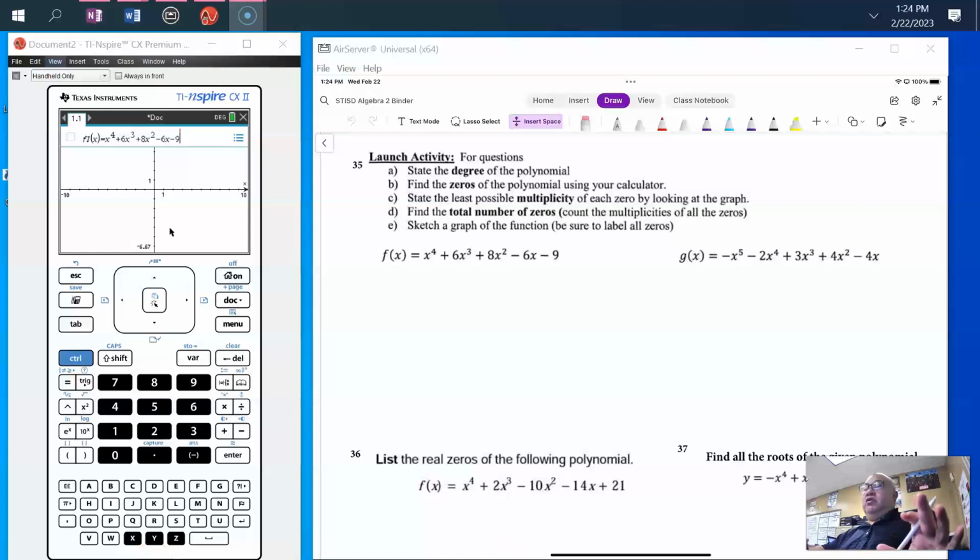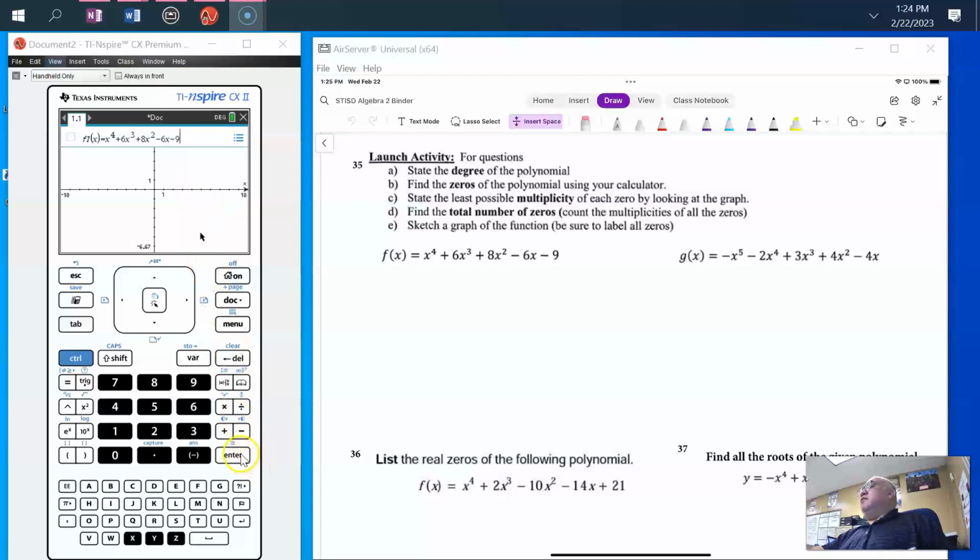I'm going to go slow, okay? This is probably the hardest part of the test, and there are some vocabulary words that you have to know, like degree, zeros, multiplicity, total number of zeros. Here's a polynomial, and I typed it in.